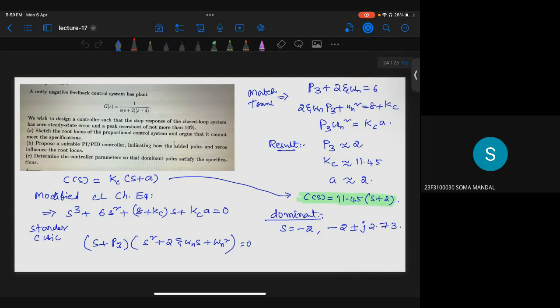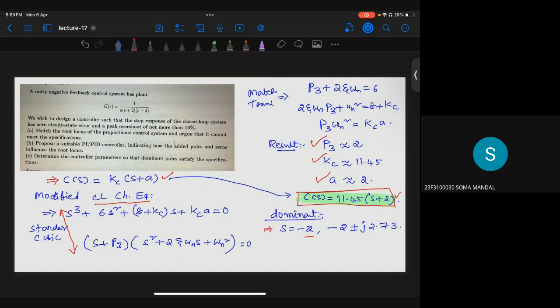So this is the C of S. So the modified characteristic equation with this new C of S. Again compare these two. If you match all the terms, you'll get P3, KC, and A. Finally, this is your controller expression. With this controller expression, these are the dominant poles.